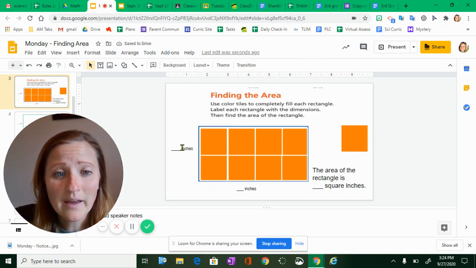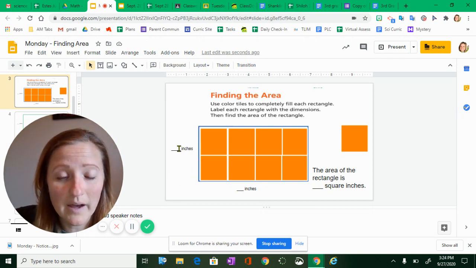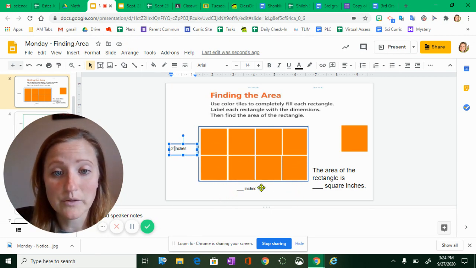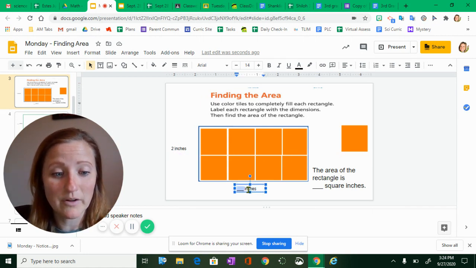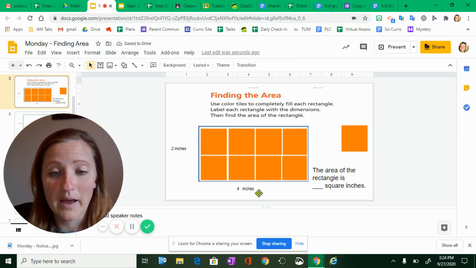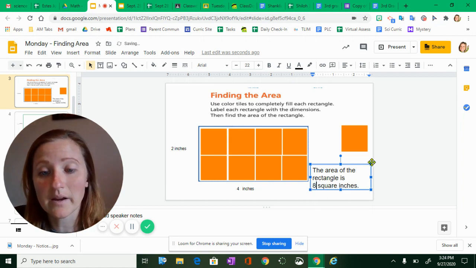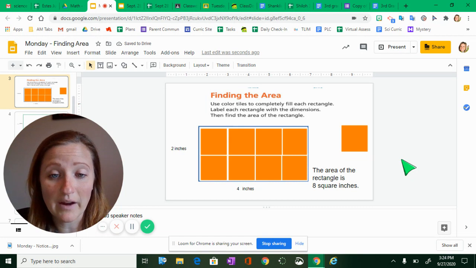I've created an array and I can look to see that I have two rows, which means I can put a two in this blank. And then if I look at how many are in my rows, or how many columns I have, one, two, three, four, there are four in my rows, that's going to be the dimension on this side of my rectangle. And then what I do for the final step is if I count my squares, I have eight. That is how many square inches this rectangle is in the measurement of area.